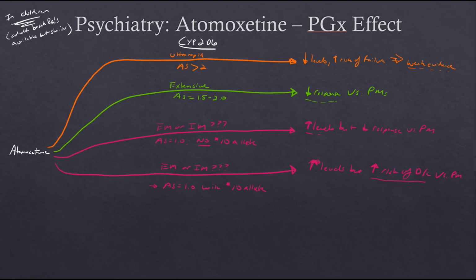So it looks like, for some reason, something's going on here where you have increased levels, but there's some sort of side effect that might be occurring versus poor metabolizers. Maybe it has something specifically to do with the star 10 allele. It's really unknown, but that's what the evidence suggests so far. Now let's take a look at what we'd normally be anticipating here, which is the normal intermediate metabolizer route.